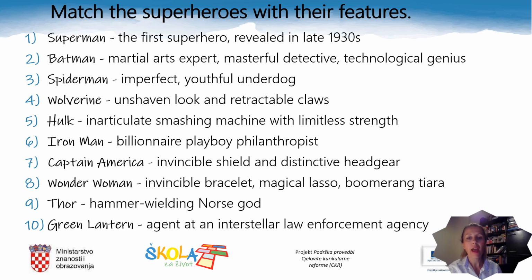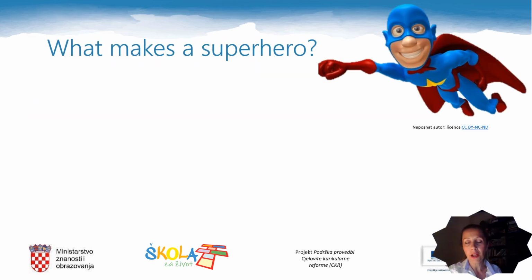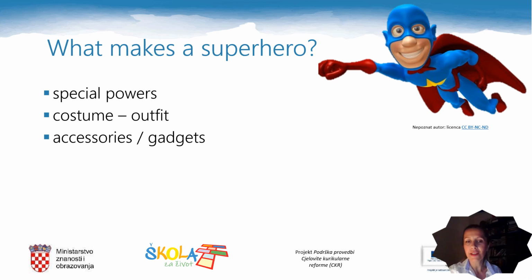Thor, hammer-wielding Norse god. And Green Lantern, agent at an interstellar law enforcement agency. And now we come to the question, what makes a superhero? All of them have got special powers and a distinctive costume or an outfit, accessories and gadgets that help them out.